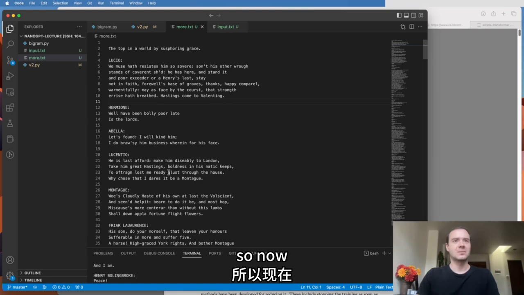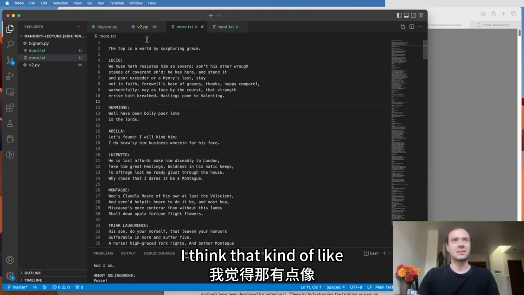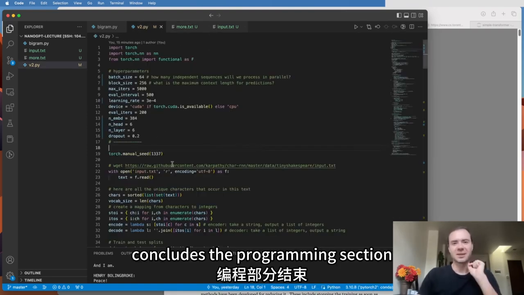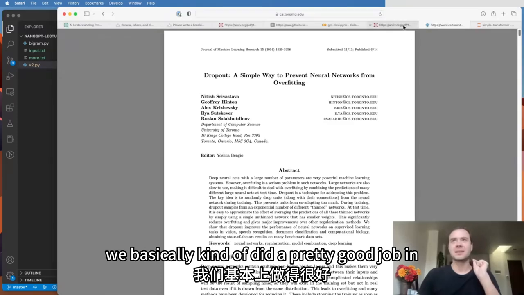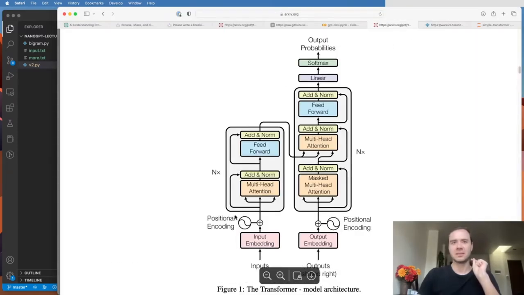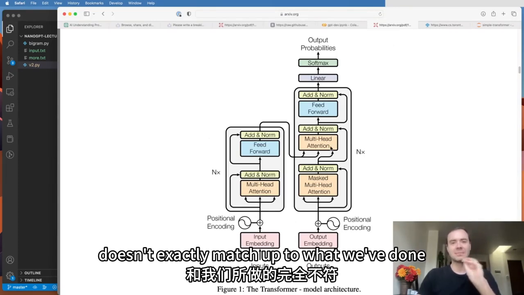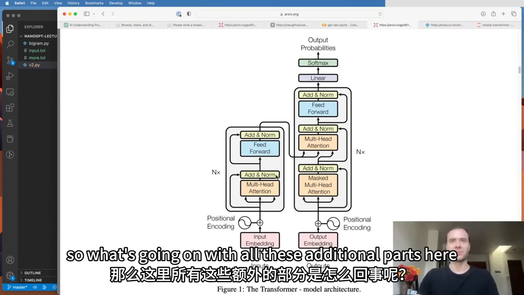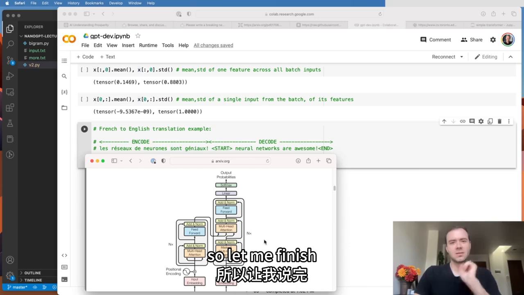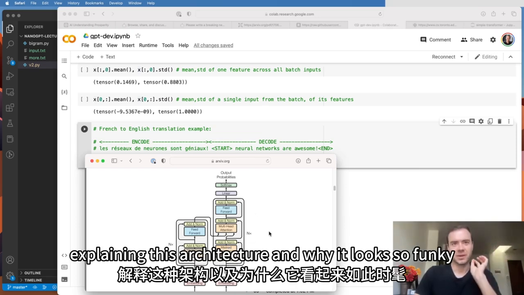So now I think that concludes the programming section of this video. We did a pretty good job of implementing this transformer. But the picture doesn't exactly match up to what we've done. So what's going on with all these additional parts here? Let me finish explaining this architecture and why it looks so funky.